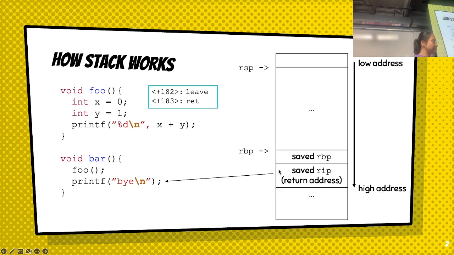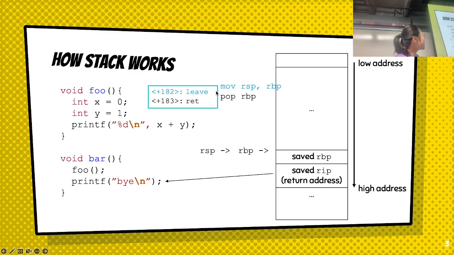So you should be already very familiar with the location of the saved RIP, which in this case points to the start of printf, right? Because this is bar and bar calls foo, after foo returns, it will continue to execute printf. Okay, cool. All right, so leave again.